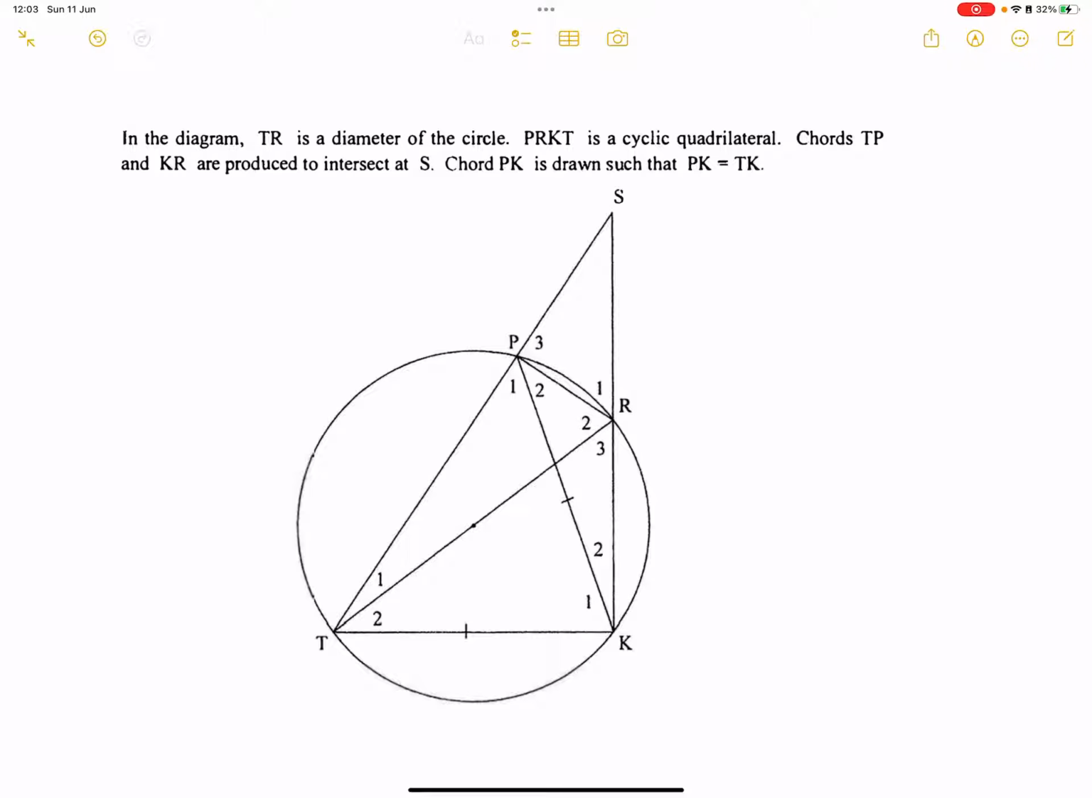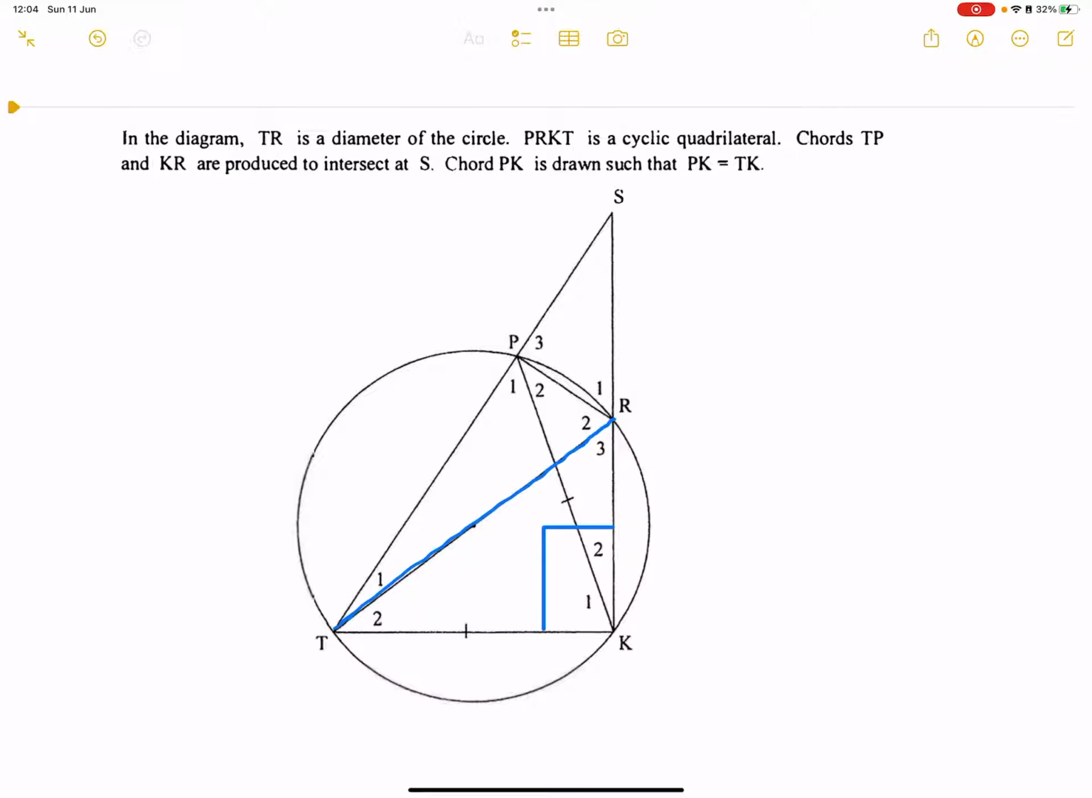So they say to us, in the diagram, we've got TR, which is a diameter. Now, ladies and gents, I want you to always remember, the moment they give you a diameter, please go and look for the angle at semicircle. So I can already see that K1 and K2 should give you 90 degrees, right? And that's an angle at semicircle.